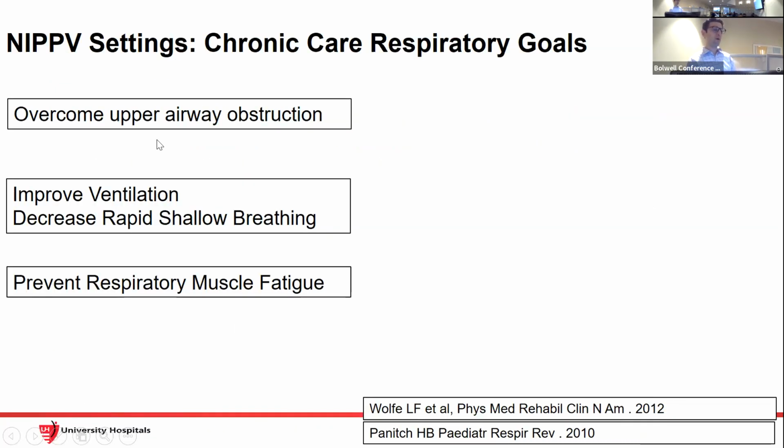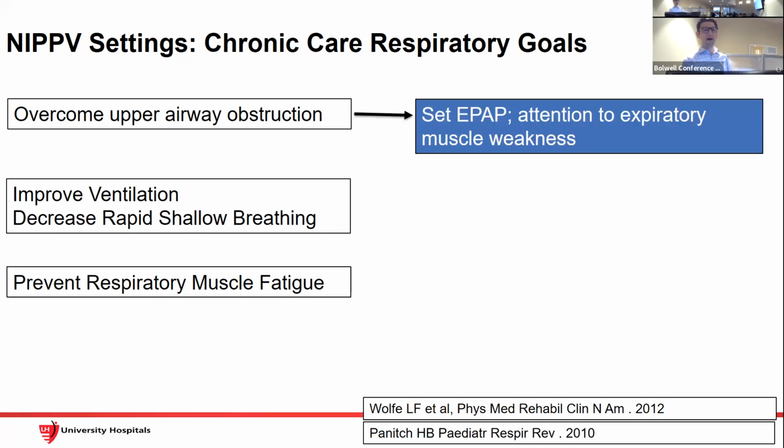So if you think about it, what are the goals? From a sleep medicine perspective, you want to overcome the upper airway obstruction. We do that by setting EPAP. You have to make sure to pay attention to expiratory muscle weakness. If you have a patient that's profoundly weak and you increase the EPAP too high, it might interfere with their ability to exhale all the way. You want to improve ventilation and decrease rapid shallow breathing.